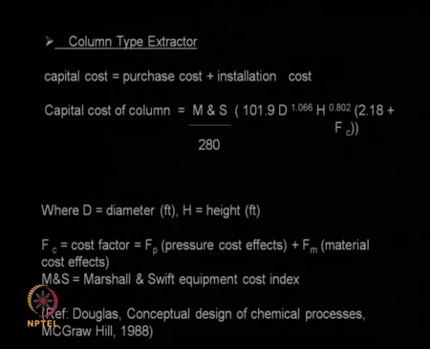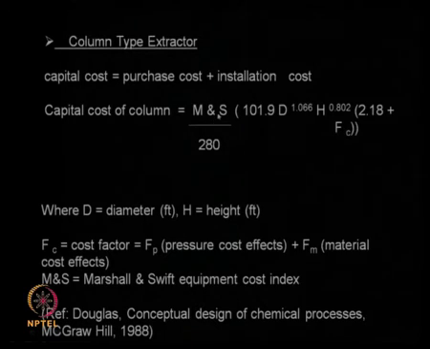So a capital cost for the column will depend upon a parameter called M&S. We will talk about this parameter. M&S is nothing but Marshall and Swift equipment cost index, and it is a function of the diameter of the column, it is a function of the height of the column, and also something called the cost factor.